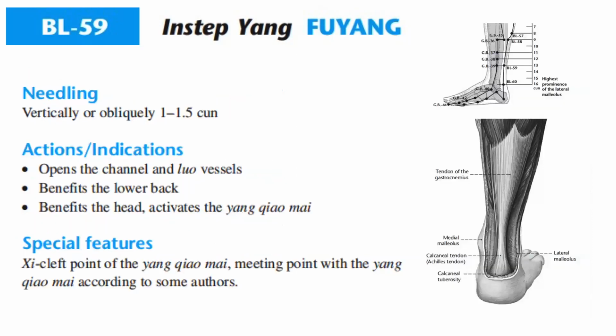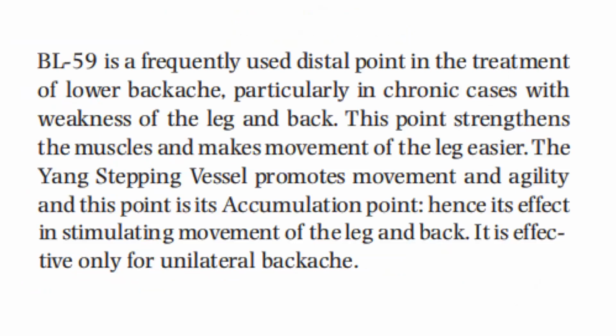Bladder 59 is needled vertically or obliquely 1 to 1.5 chun. Its actions and indications are it opens the channel and the luo vessels, it benefits the lower back, benefits the head, and activates the Yang Qiao Mai. Special features: it is the xi-cleft point of the Yang Qiao Mai, the meeting point with the Yang Qiao Mai according to some authors.